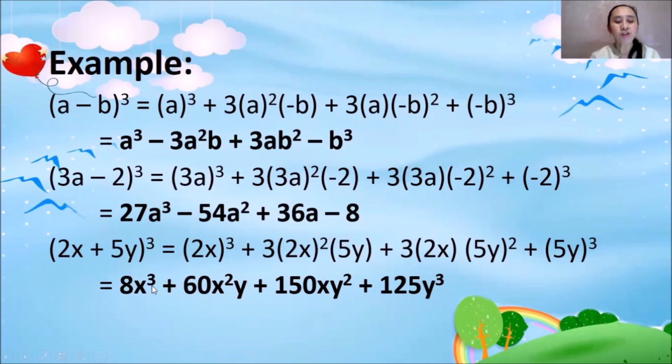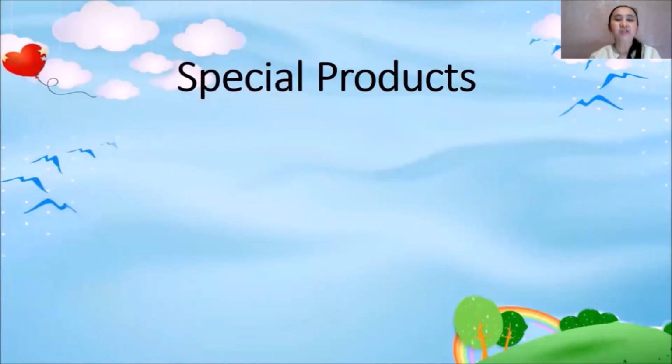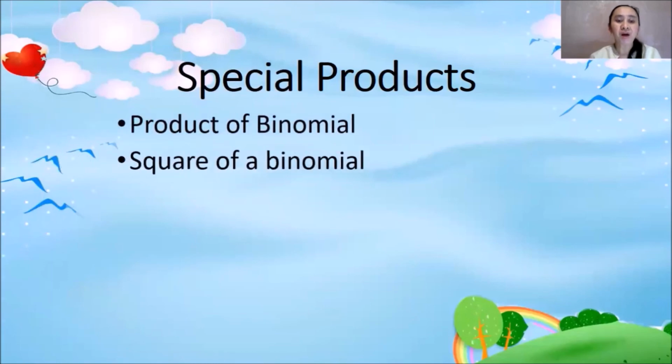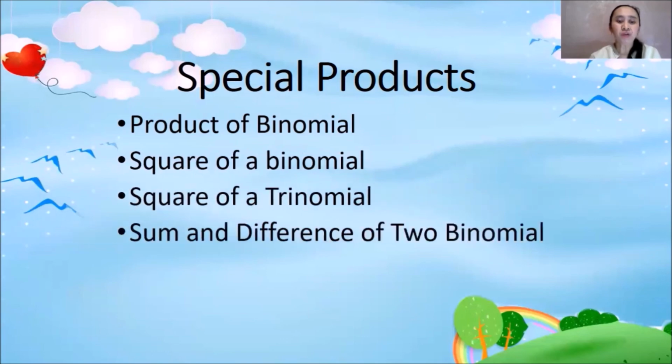Kung ma-observe ninyo, itong x cube pababa hanggang sa mawala doon sa dulo. At ang nag-i-increase ang exponent naman is the variable of y. Naka-arrange siya in order. So, I hope clear po ang 5 special product na diniscuss po natin for today. So, our special products are the following. A product of a binomial, square of a binomial, square of a trinomial, the sum and difference of two binomial, and a cube of a binomial.